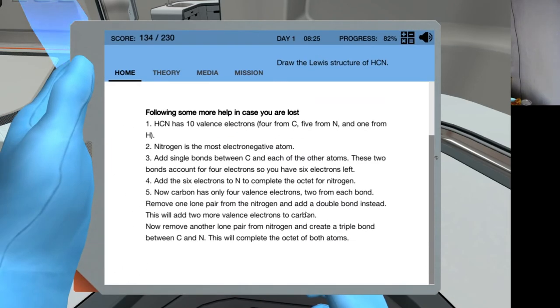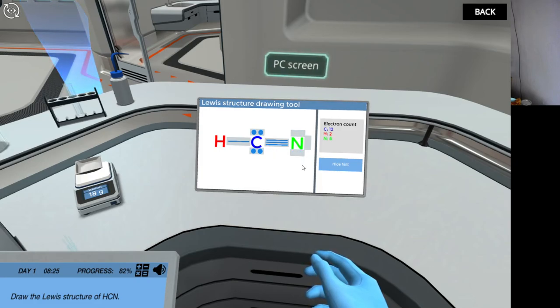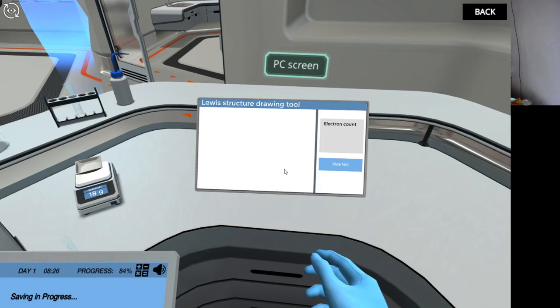Oh, yeah. Get rid of the lone one? Make a triple bond? It's got 12 now. That's correct. The C and N are connected by a triple bond. HCN is also called prussic acid and is an extremely poisonous liquid. Oh, nice. You're becoming a real bonding expert.